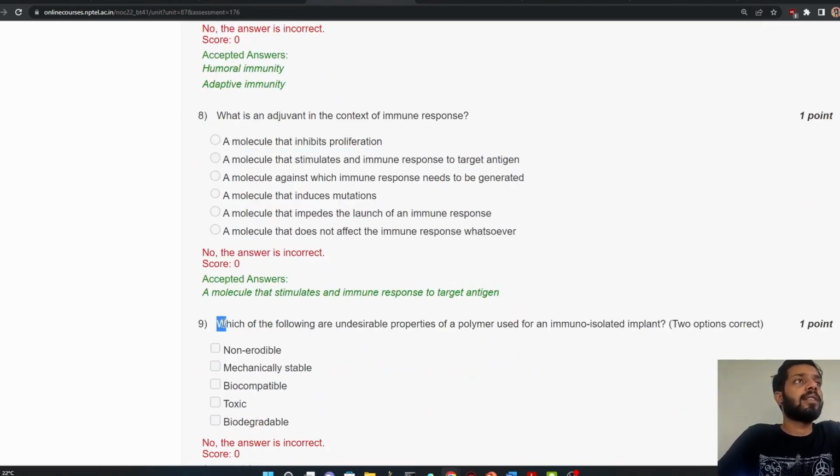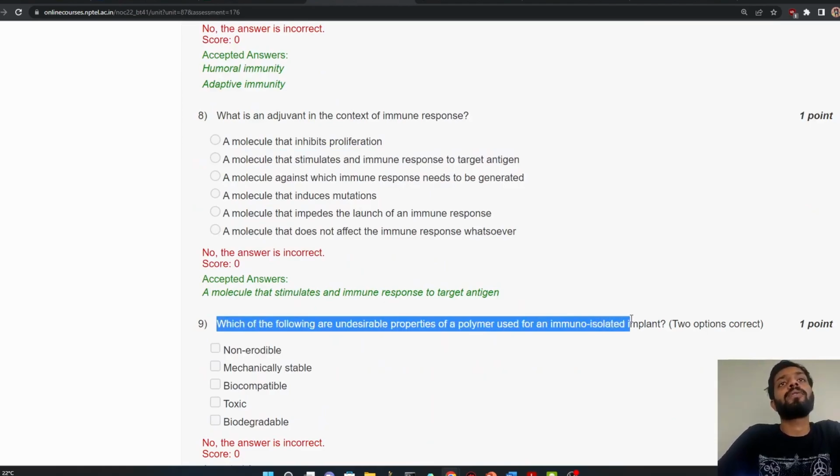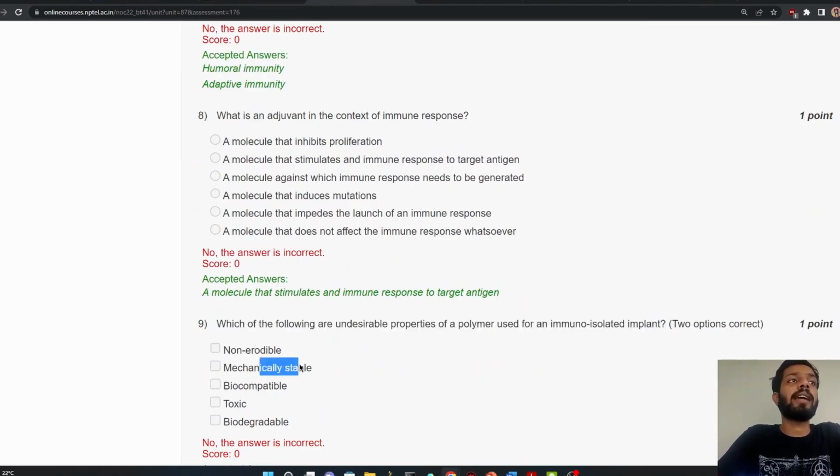Target antigen. Yeah. So that's the correct option. Okay. Which of the following are undesirable properties of a polymer used for an immunoisolated implant? Non-erodible, mechanically stable, biocompatible, toxic, biodegradable. They're asking for an immune-isolated implant, which of the following properties are undesirable? So, like we previously discussed, it cannot be biodegradable, right? So, what could be the other property?